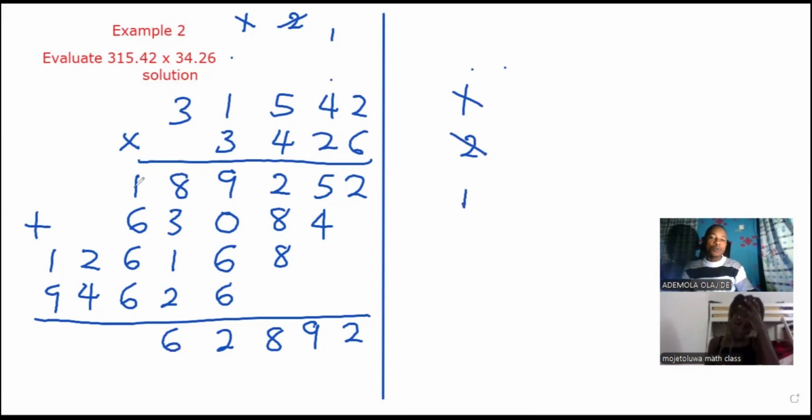We now say 1 plus 6, 7. 7 plus 6, 13. 13 plus 6, that is going to be 19. Plus 1 you kept here, 20. Okay, so we write 0 and we keep 2 this time.